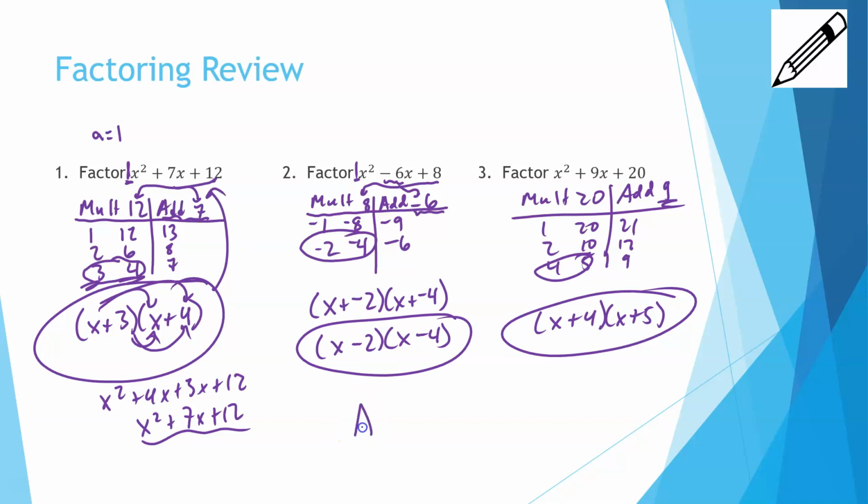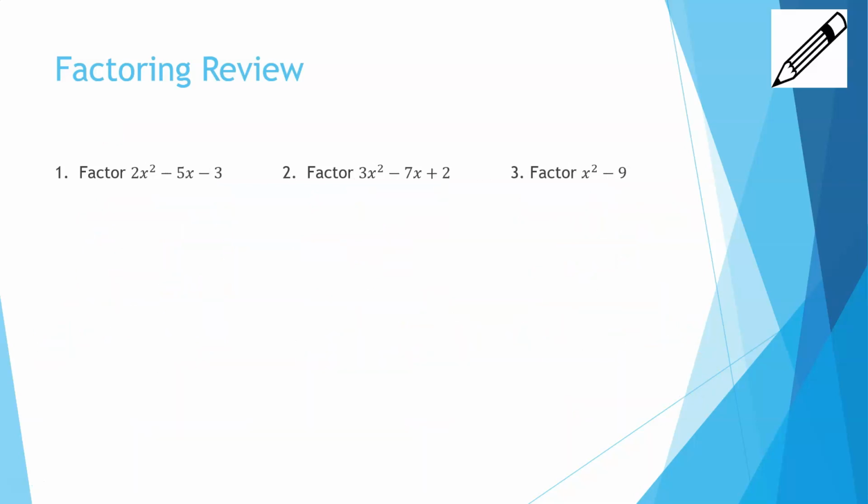Okay, but again, note that it's this simple only when a is 1. A equals 1 in all these examples. As soon as a is not equal to 1, we have to add a couple of steps. So now we're going to look at a couple of examples of that. So here we can see that a is not equal to 1. For example, my first one, a is 2.